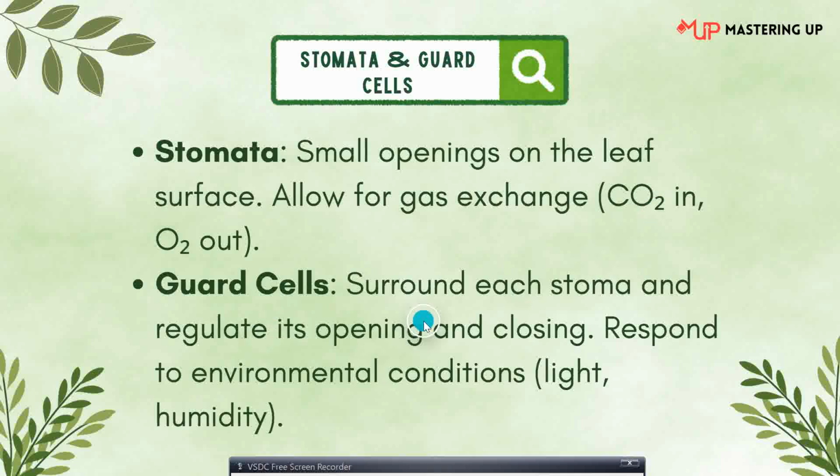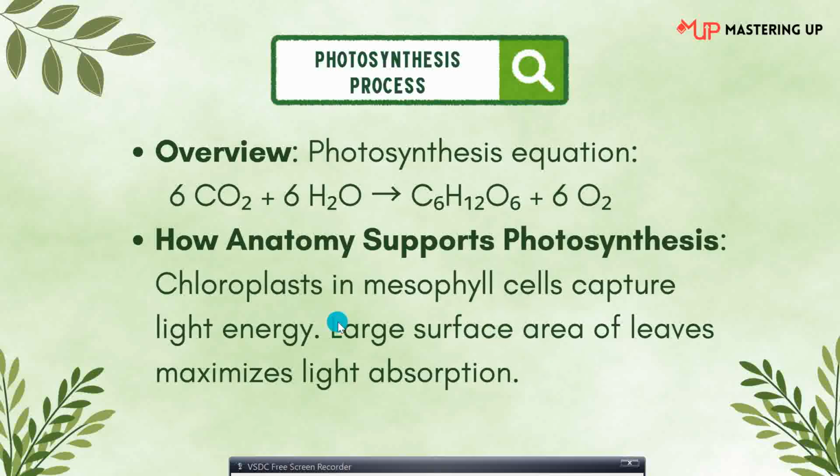Now guard cells surround each stoma and regulate its opening and closing, responding to environmental conditions like light and humidity. We already discussed this in the previous class. Now the photosynthesis process that occurs here, carbon dioxide, this is the equation of photosynthesis. Photosynthesis happens in the chloroplast, and these chloroplasts are present in the mesophyll cells.